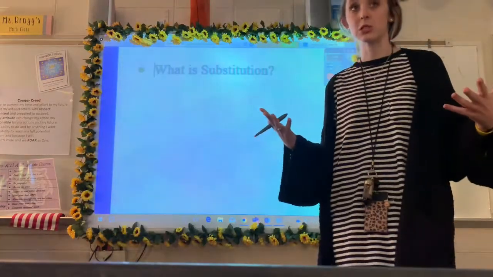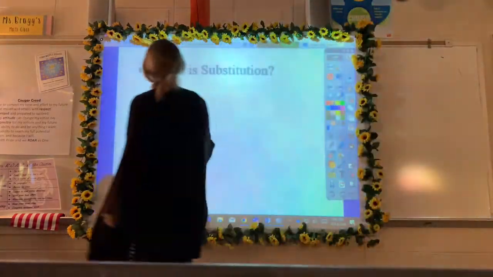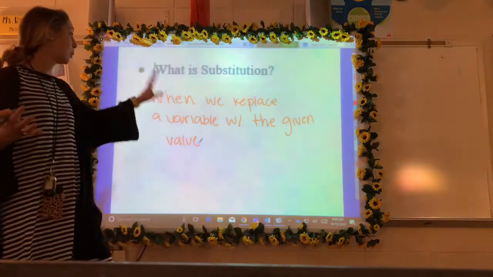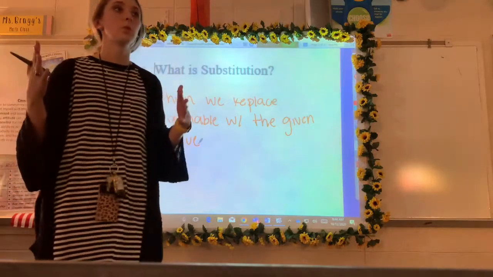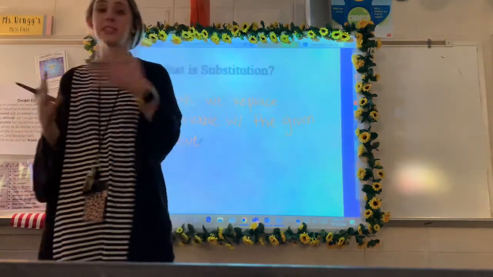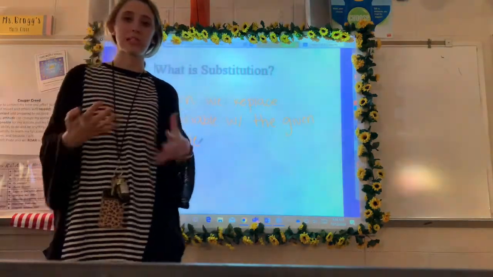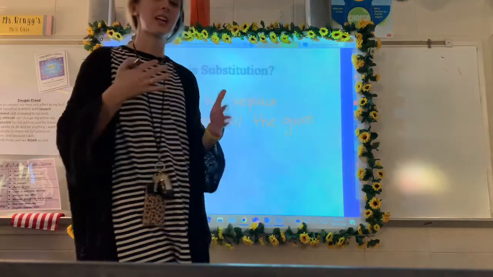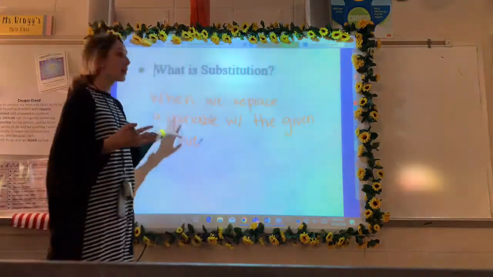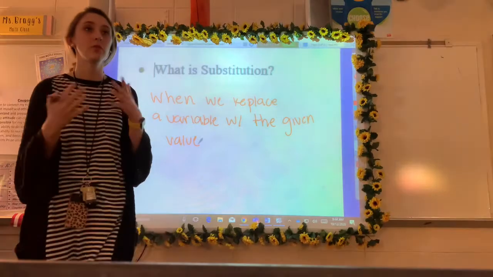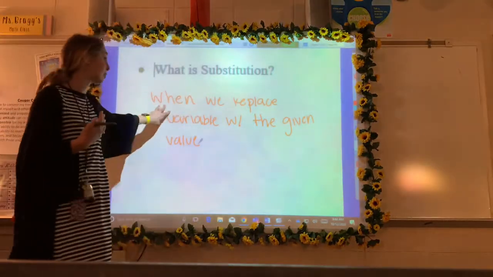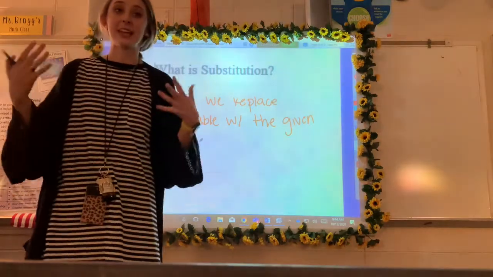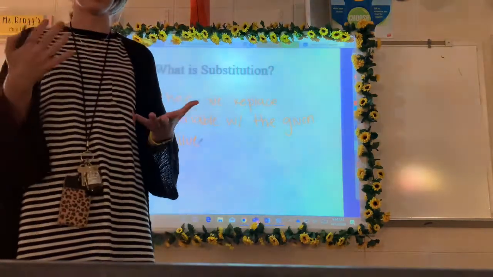So what is substituting? Remember, substitution is when we replace a variable with the given value. That's when we were given something like x equals 14, so wherever you see an x, you plug in that 14. We kind of did this 2 weeks ago, but now we're actually going to do some problems with it. So hopefully you write this down: substitution is when we replace a variable with the given value.